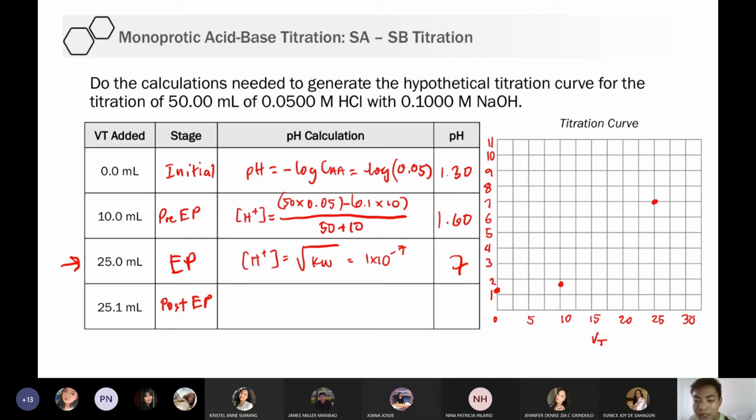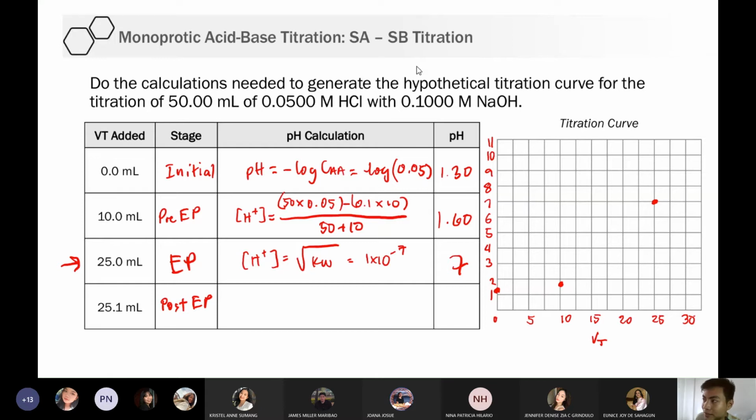Sir, constant po ba yung EP? Na 7 po siya. For strong acid, strong base, yes, 7 yan. Pero kapag weak acid, weak base, ibang usapan yon. Diba? Ang daming ganap, no? So kapag strong acid, strong base titration, 7 talaga yon. Okay, kahit anong mangyari, 7 yon. Pero kapag may weak acid, weak base, ibang ganap yon. Okay? So mamaya na natin problemahin yan. Basta again, kapag strong acid, strong base, equivalence point pH is 7. Fix yun. Okay? 7 talaga yun. Wala na tayong magagawa dyan.